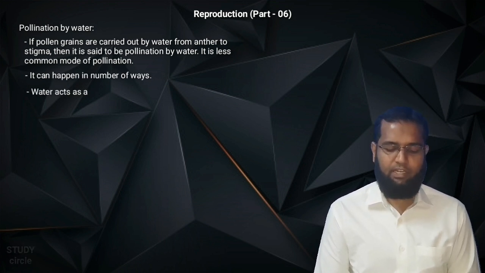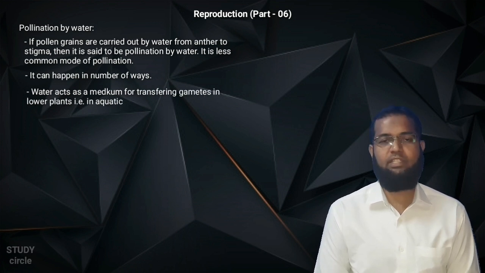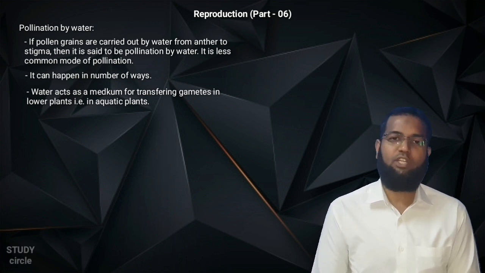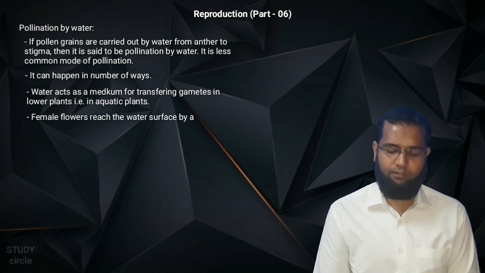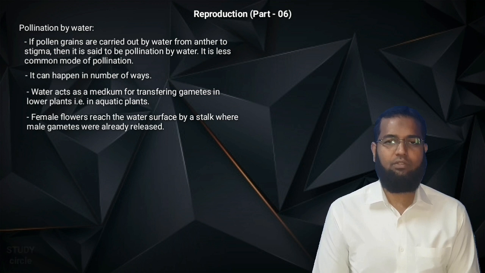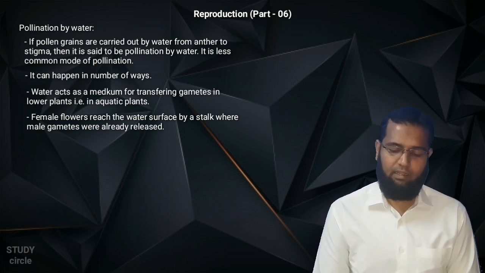Water acts as a medium for transferring gametes in lower plants and in aquatic plants. That means the plants which grow in water. In such plants, pollination by water takes place. Female flowers reach the water surface by a stalk where male gametes were already released. So in that area a stalk-like structure will grow deep into the water, and from there they receive male gametes and then pollination takes place.